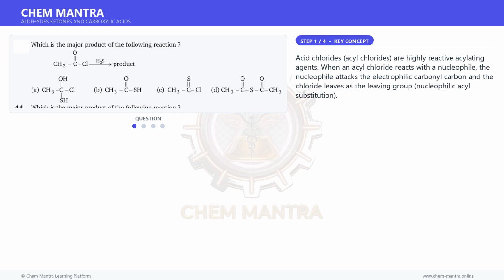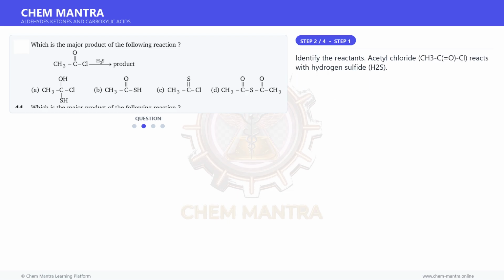Acid chlorides, acyl chlorides, are highly reactive acylating agents. When an acyl chloride reacts with a nucleophile, the nucleophile attacks the electrophilic carbonyl carbon and the chloride leaves as the leaving group, nucleophilic acyl substitution.